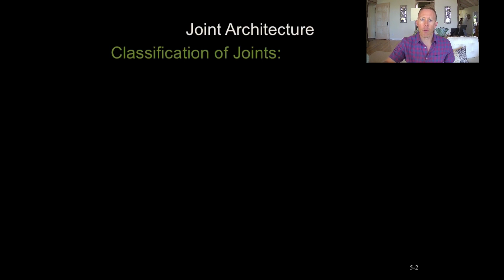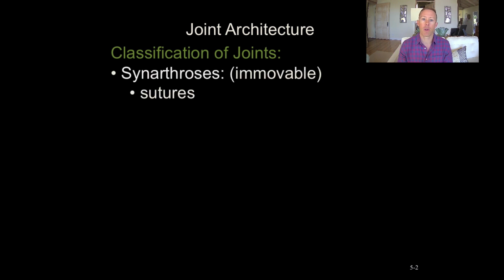So we first want to break joints down into their classifications, and the first classification we're going to look at are the synarthrodial or synarthroses. These are our immovable joints, and there are going to be two categories of them. As rehab or fitness practitioners, we won't do much with this type of joint because it's immovable.